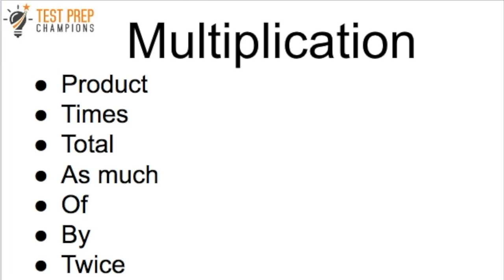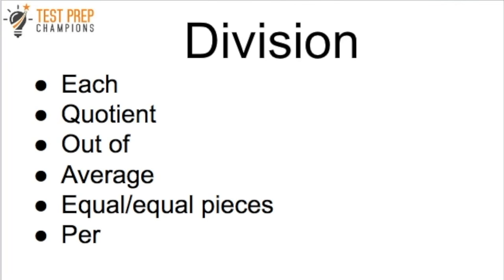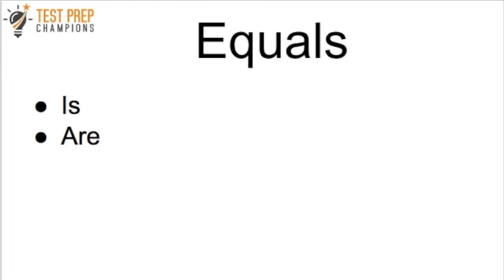So this is just another reminder to always think critically. Just use the keywords to guide you, but at the end of the day, do your own thinking. All right, and a quick tip here. Okay, I just said this: division, each, quotient, out of, average, equal, equal pieces, and per. Okay, and for equals, we have is and are.